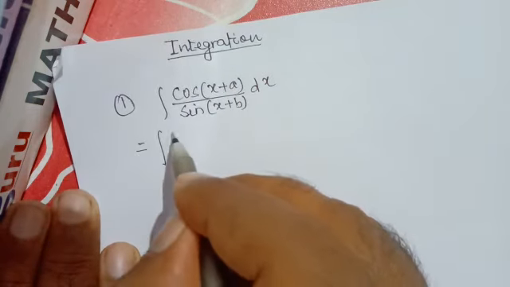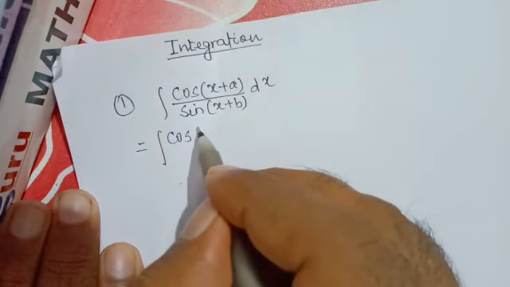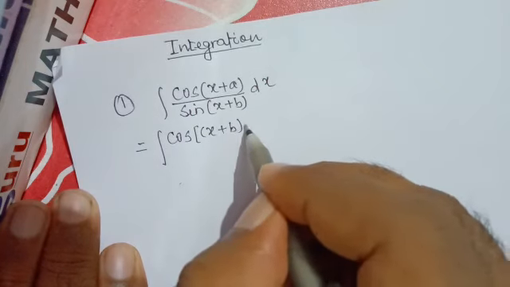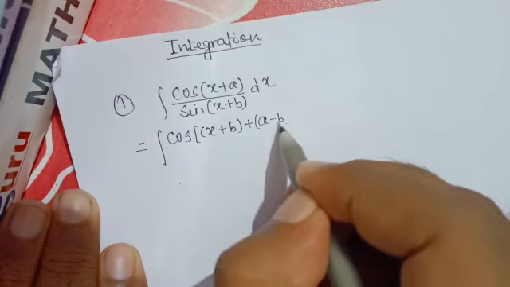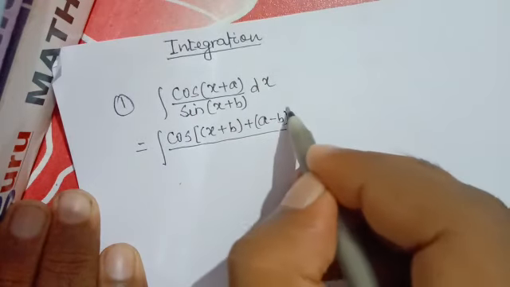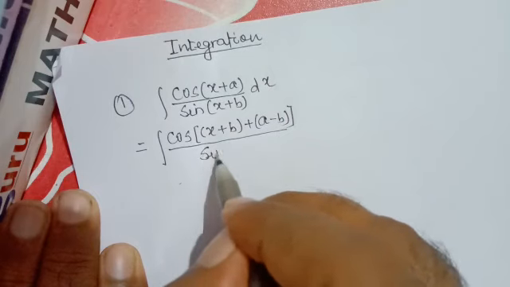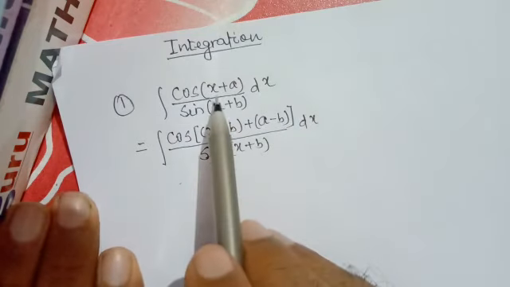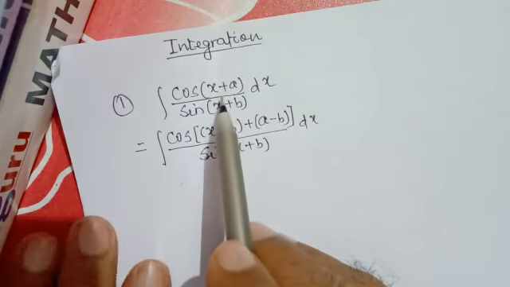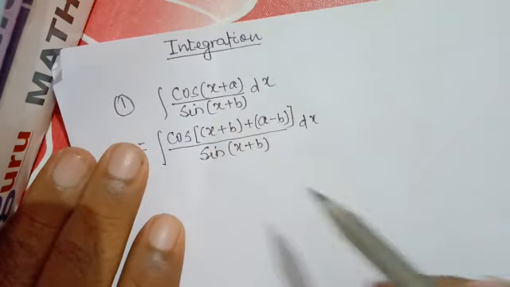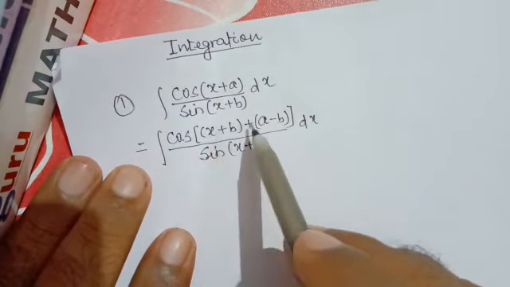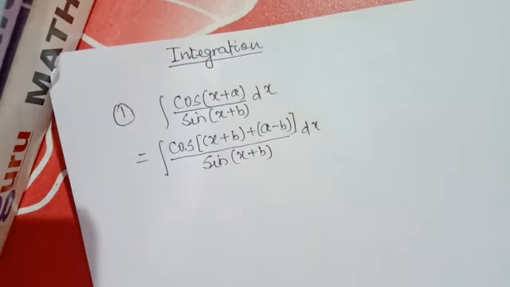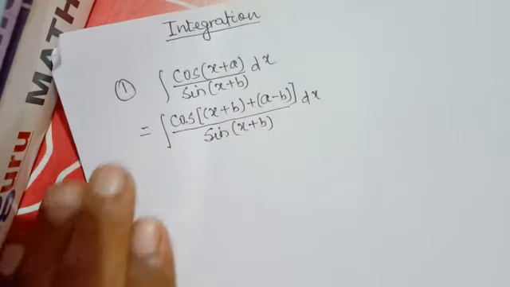See, cos(x plus a) should be written as cos((x plus b) plus (a minus b)) upon sin(x plus b). Means in x plus a, add and subtract b. Now apply the formula cos(a plus b), which is cos a into cos b minus sin a into sin b.